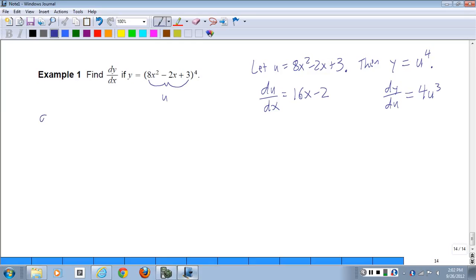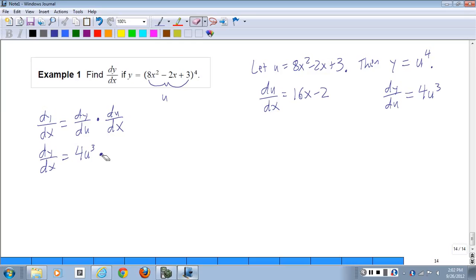So we write the formula. dy dx equals dy du times du dx, and then we multiply. dy dx equals 4u cubed times the quantity 16x minus 2. I guess I don't need the dot there if I'm going to use parentheses. 16x minus 2.